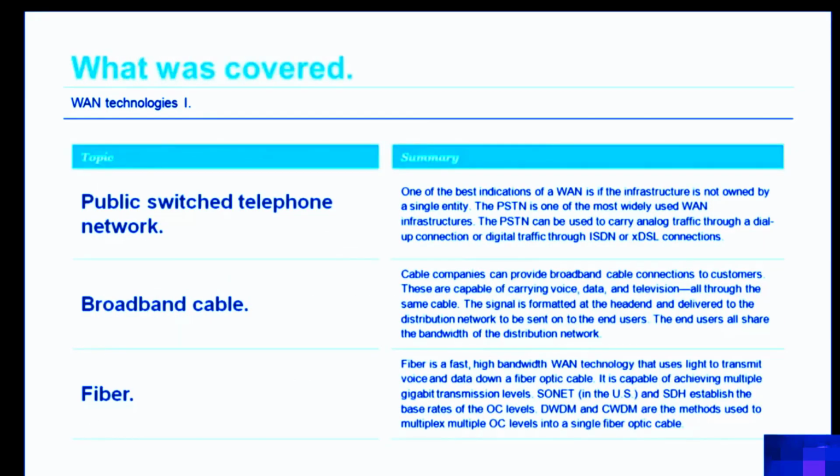Now that concludes this session on WAN Technologies Part 1. I talked about the public switched telephone network, then we moved on to broadband cable, and I briefly ran through fiber optic networking. Today we're going to be discussing GSM and CDMA WAN connections. Then we're going to move on to WiMAX WAN connections, and we're going to conclude with satellite wide area network connections. There's a fair amount of information to cover, so let's go ahead and begin this session.